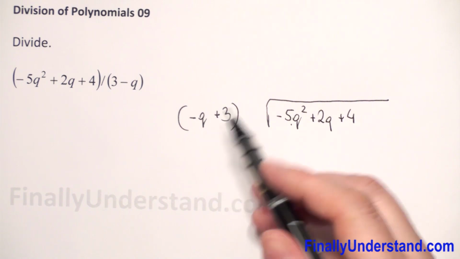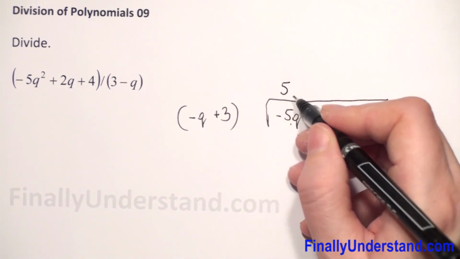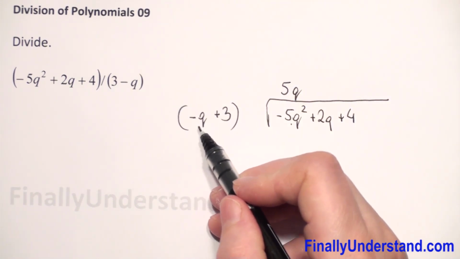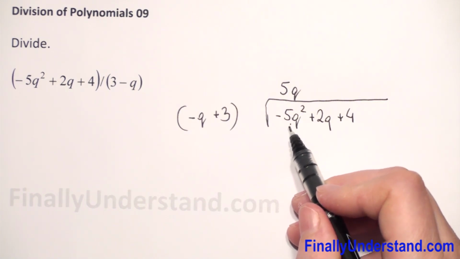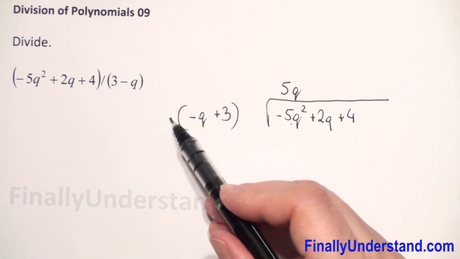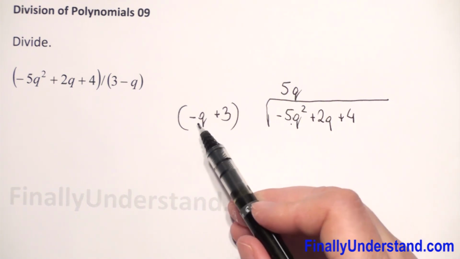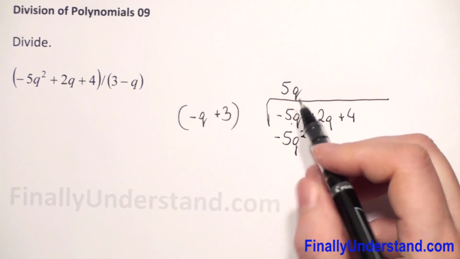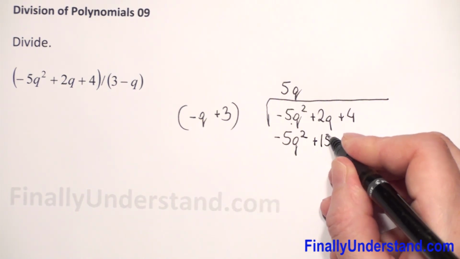Because we have negative signs, now I need to have positive. I need 5 and q. 5q times negative q gives me negative 5q squared, so everything is okay. Now I have to multiply every term of our divisor by 5q. So 5q times negative q is negative 5q squared, and 5q times 3 is positive 15q.